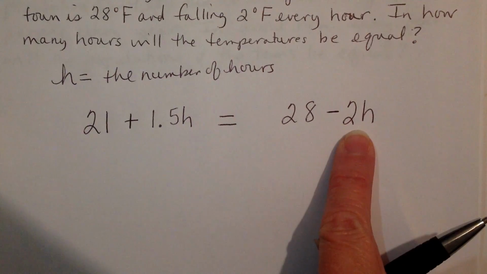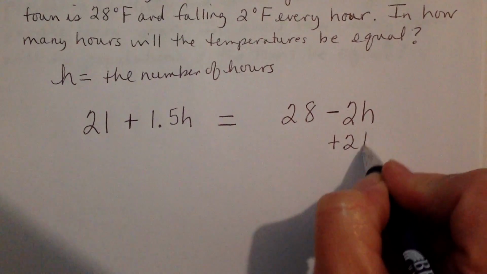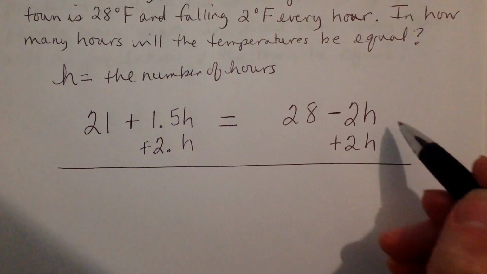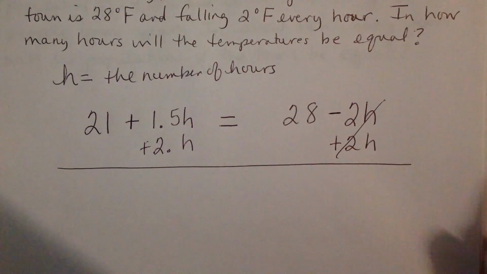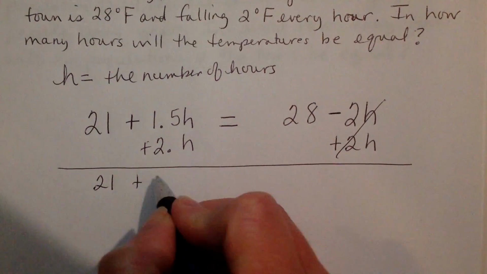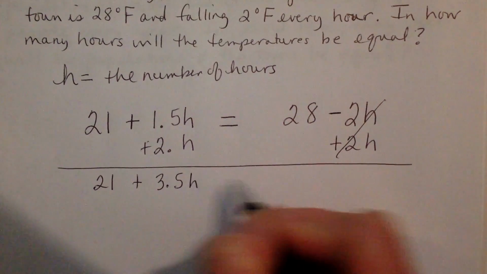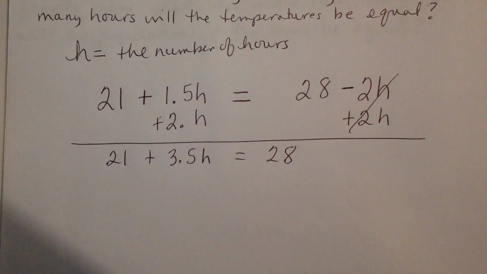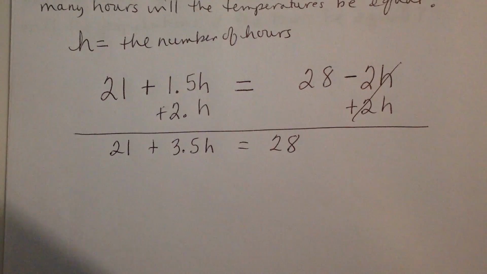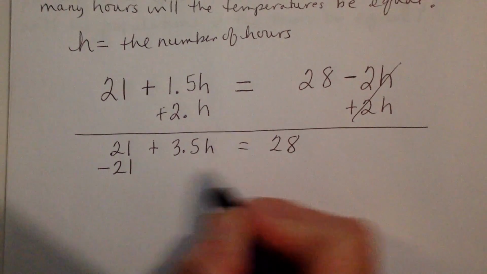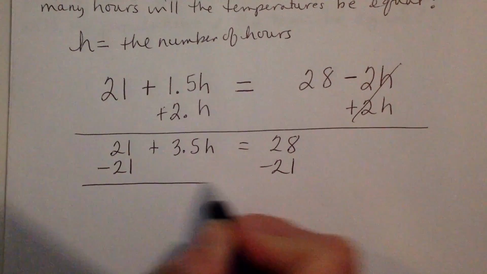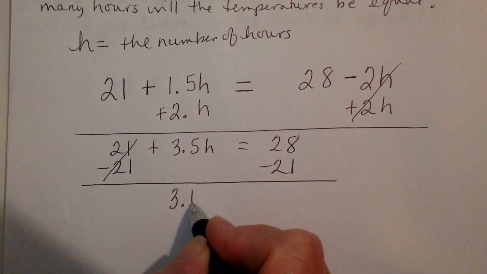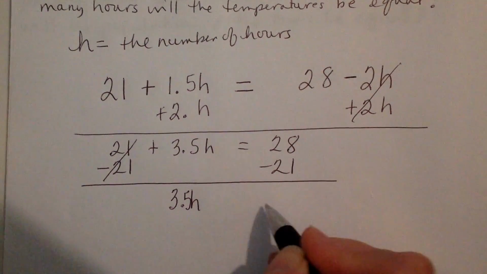I'm going to move the one from the right-hand side first by adding 2H to both sides, lining up my decimals to add. The H's on the right cancel out. I have 21 plus, if I add, I get 3.5H equals 28. Continue to isolate the variable term. So let's subtract 21 from both sides. Again, my goal is to get my variable H on one side by itself.